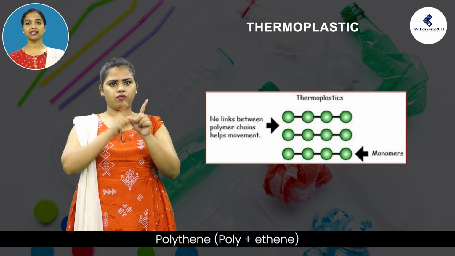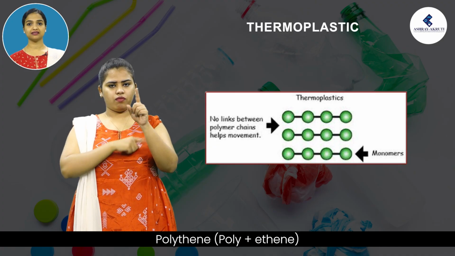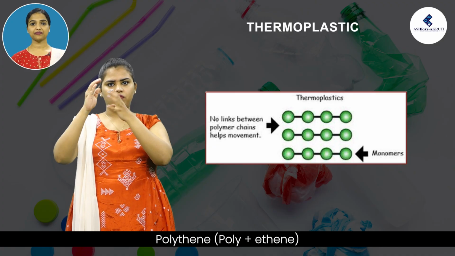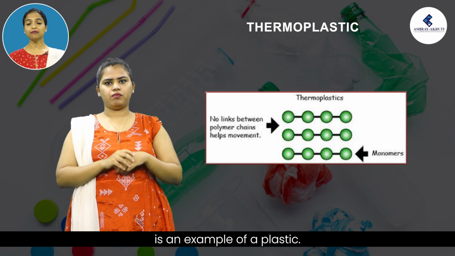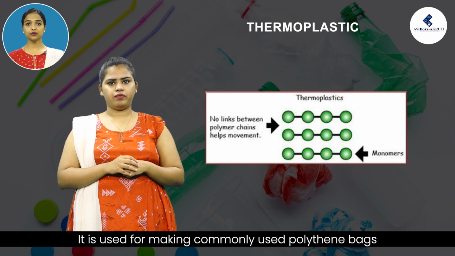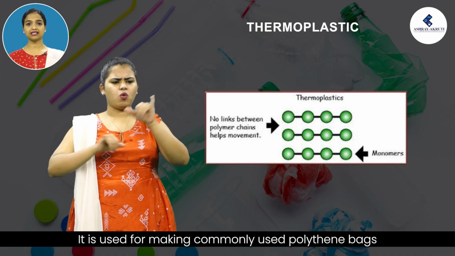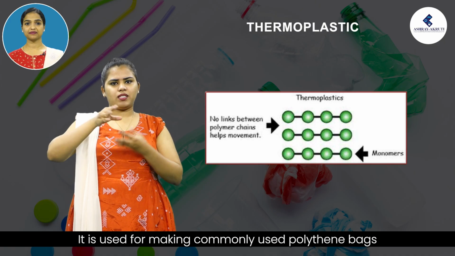Polythene, that is poly plus ethene, is an example of a plastic. It is used for making commonly used polythene bags.